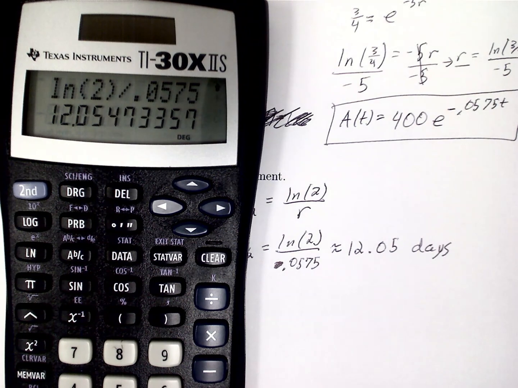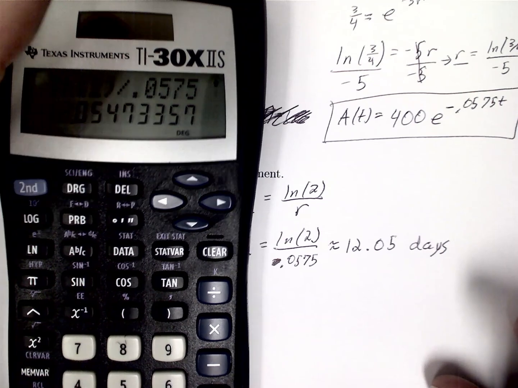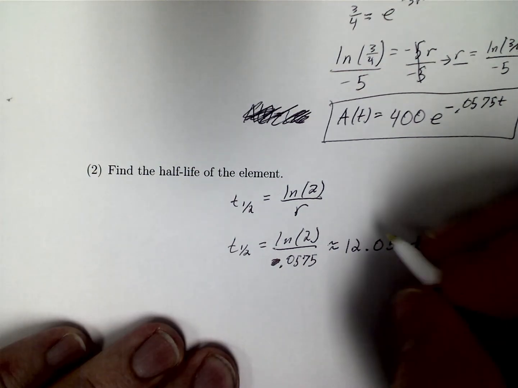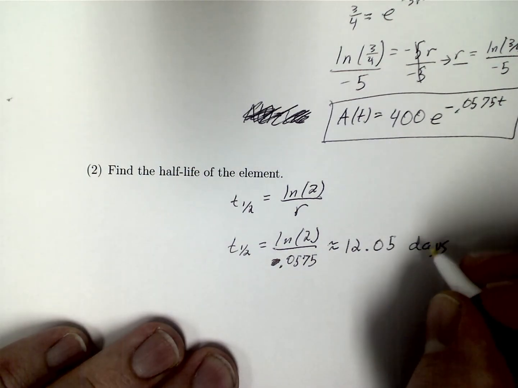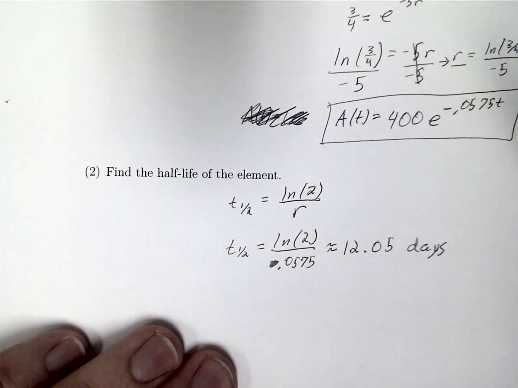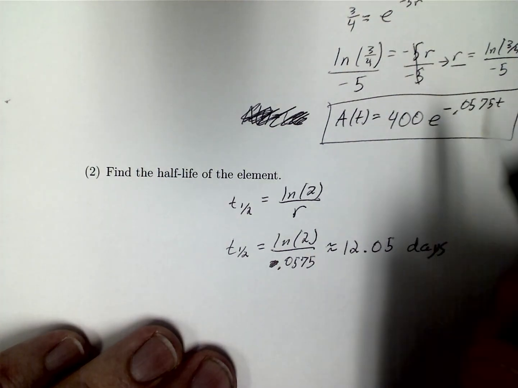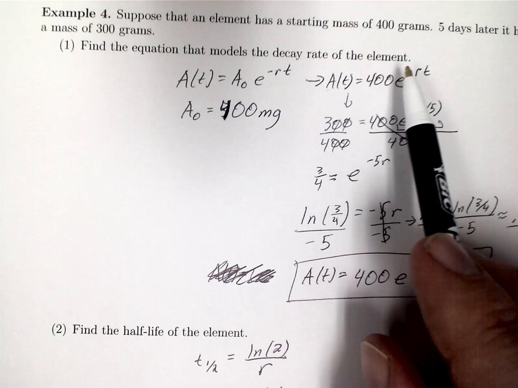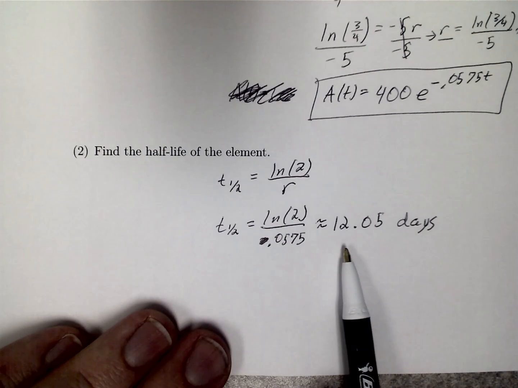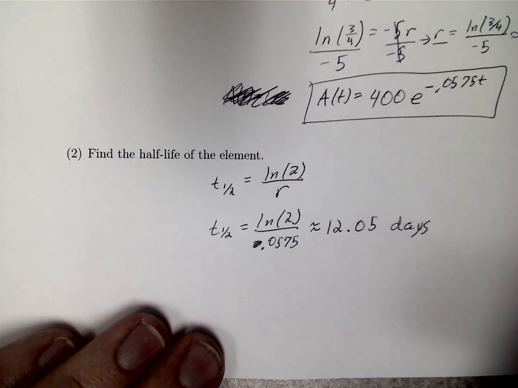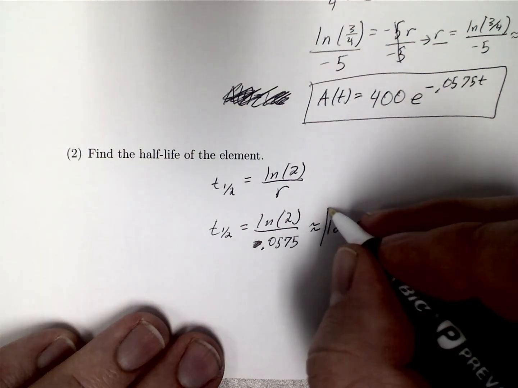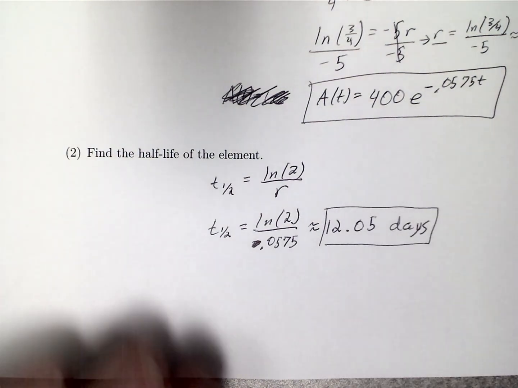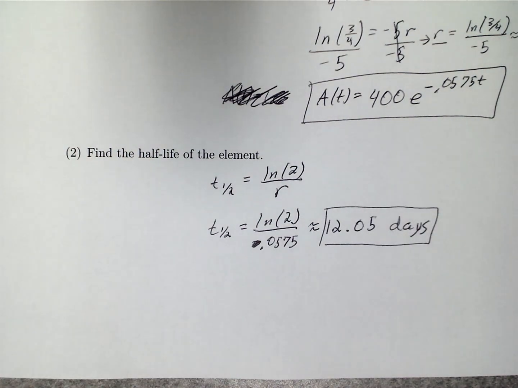Okay, so with that being said, it takes 12.05 days to decay to half of its original mass. So at this time, instead of 400 grams like we started with, it will become 200 grams, which is half of the original amount that we started with. Okay? That concludes this lecture.